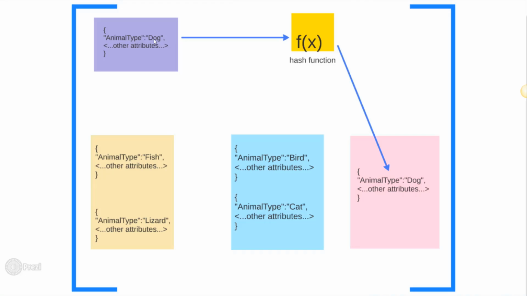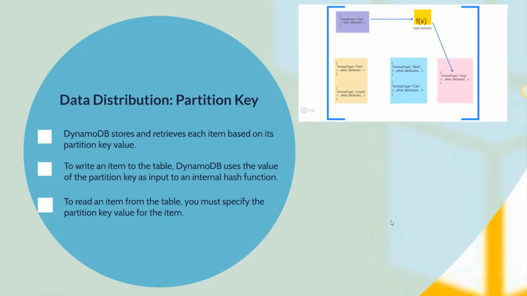So the partition key value will be given to the hash function. The output value from the hash function determines the partition in which the item will be stored. So here you can see this is the one partition where your item will be stored. To read an item from the table, you must specify the partition key value for the item. DynamoDB uses this value as input to its hash function, yielding the partition in which the item can be found. So this is the concept of data distribution for a partition key.